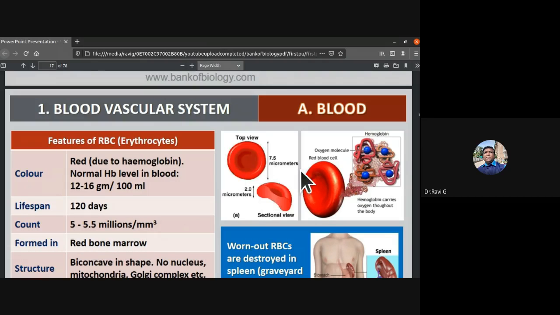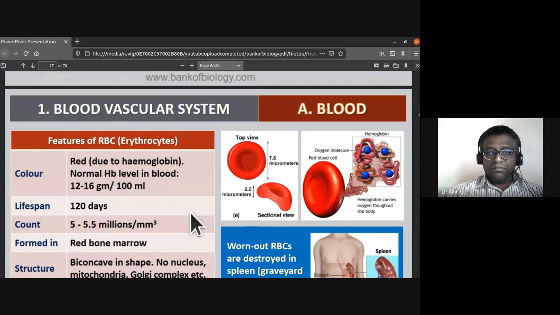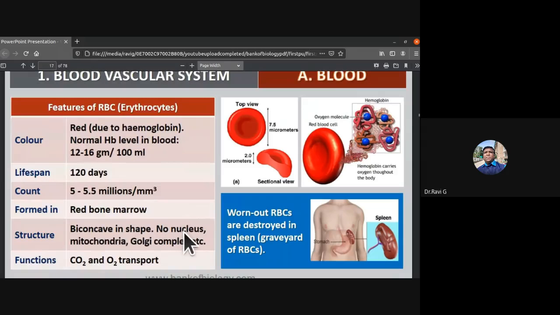Where are these RBCs formed? They are formed in the red bone marrow. Their structure is biconcave in shape. They don't have a nucleus, mitochondria, Golgi complex, etc. The major function of RBC is carbon dioxide and oxygen transport. The major function of blood is to carry carbon dioxide, oxygen and nutrients, but especially here we are talking about RBC.